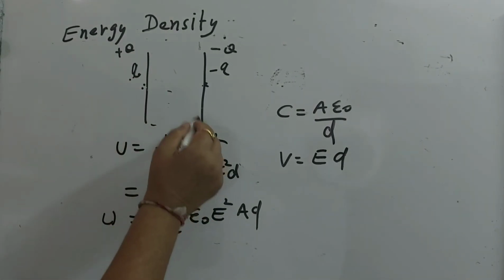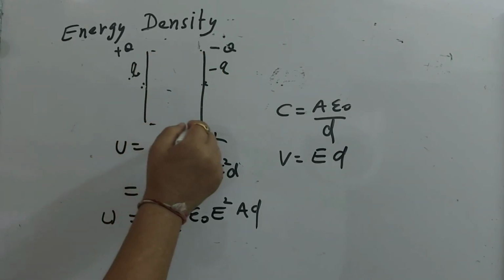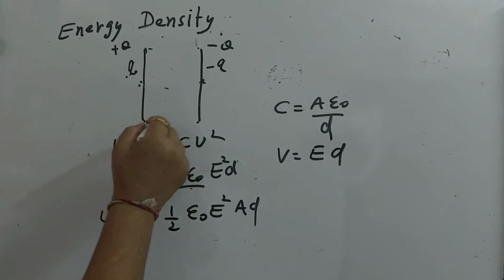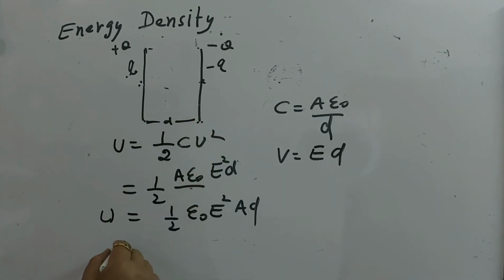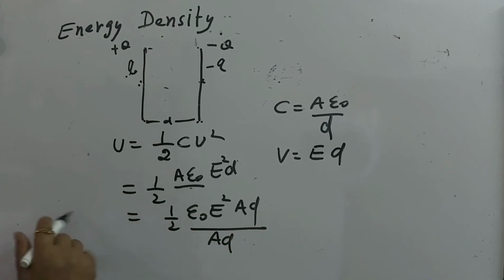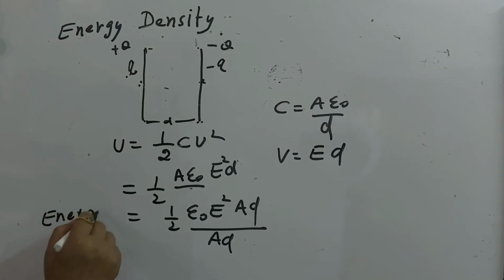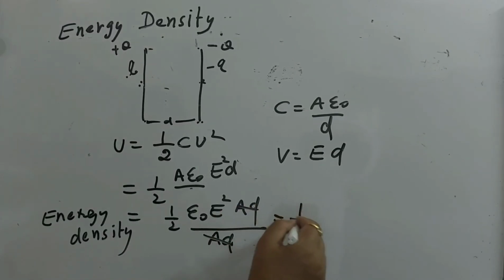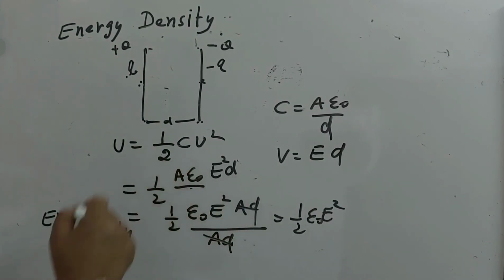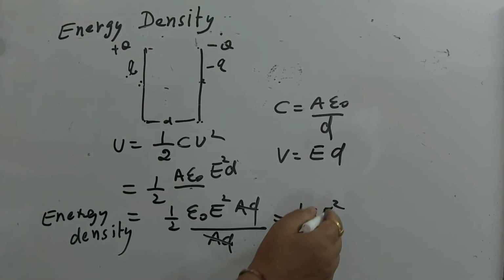Now the total volume occupied between these two plates will be equal to the area of cross section into this D. So U is equal to half epsilon naught E square A D, and for the energy stored per unit volume you divide by this volume AD. This is the energy density. Energy density is energy stored per unit volume. So this cancels, and this is equal to half epsilon naught E square. So energy density in the case of a parallel plate capacitor is equal to half epsilon naught E square.